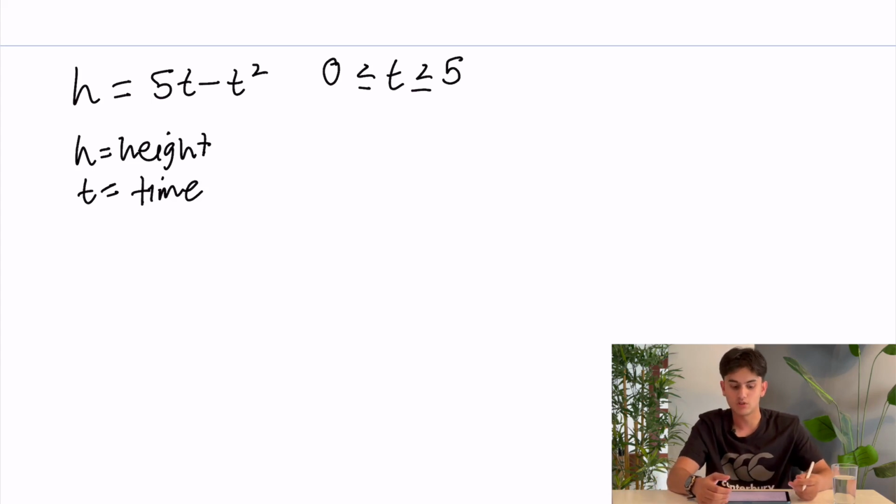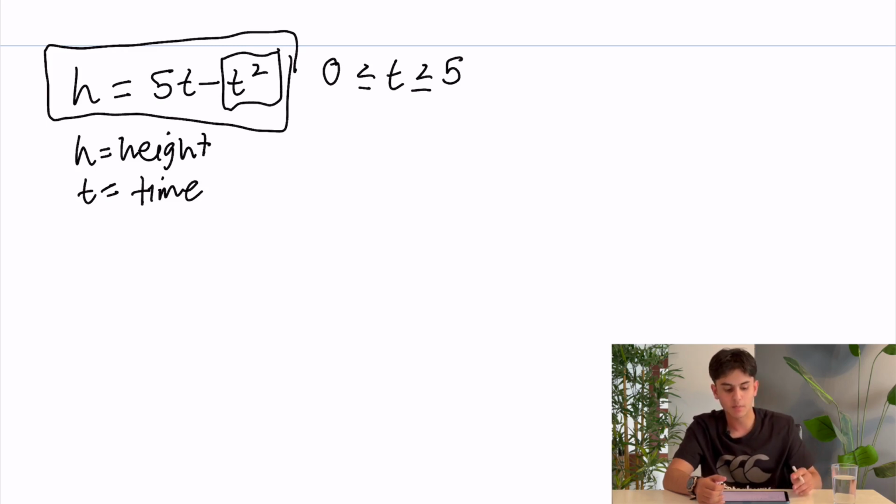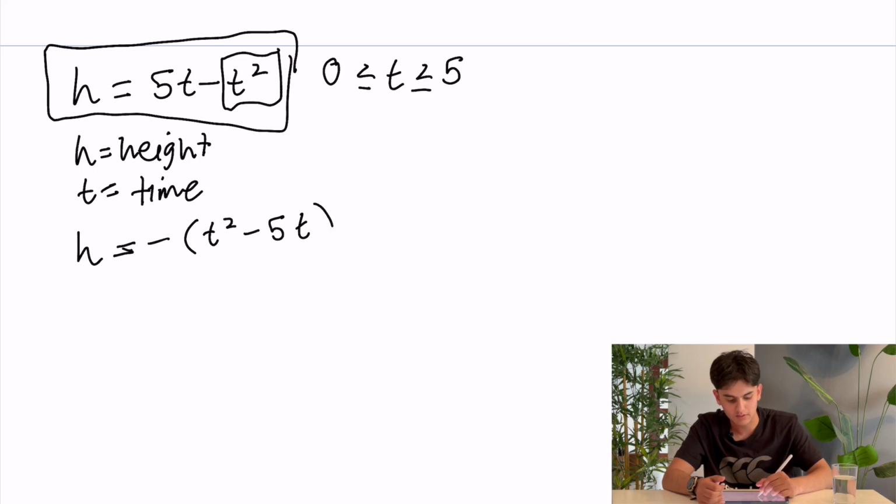So the first step we're going to do is rewrite our equation so it's a bit nicer by making this quadratic term positive. So we're going to rewrite h, but we're going to take out the negative. So it's going to become t squared minus 5t. Now that we have a positive quadratic in there, it'll be a little easier to solve.